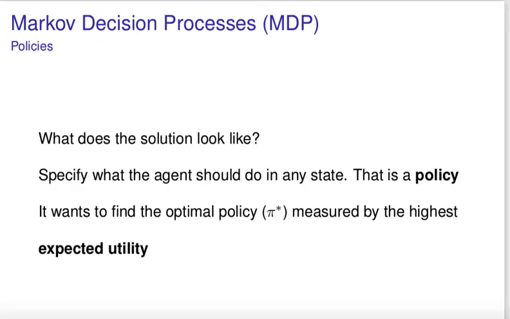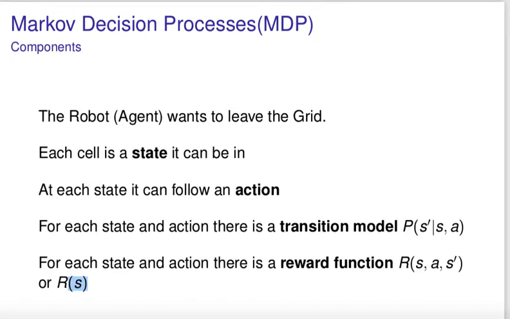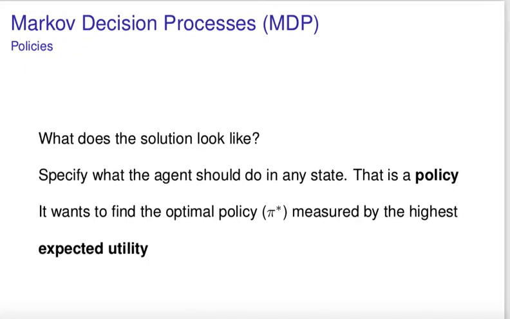Now, in the Markov decision process, what does the solution look like? So we have all the variables of the problem, but what would be the solution? How do we compute the solution, right? Well, first of all, let's look at what a solution to a Markov decision process might be. A Markov decision process specifies what the agent should do in any given state. So I put the robot in any one of those cells, and the Markov decision process knows where to go next. Where to go next is called a policy.